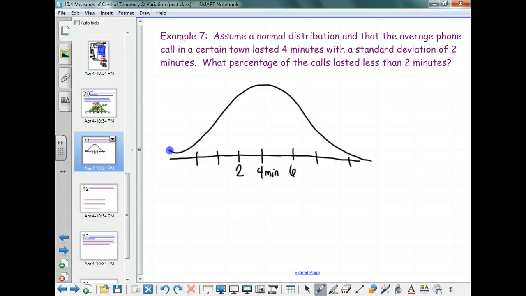And I could fill in more of the details and it'd be okay, but I don't need any more of the details. Because what am I asked to find? What percent lasted less than 2 minutes? So on my picture, here's my 2 minute mark. Which part of my picture am I concerned with? The left. So I'm going to shade it in. What I want to find is the area that I just shaded. And there's at least a couple ways to do that, based on those 68, 95, and 99.8 numbers that we had on the previous slide. What could you do?